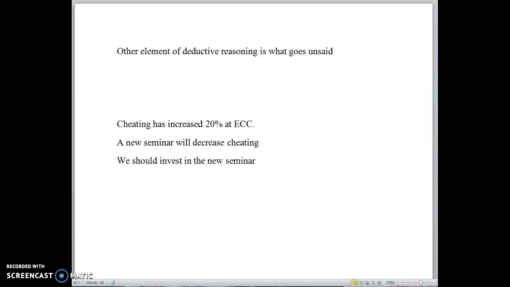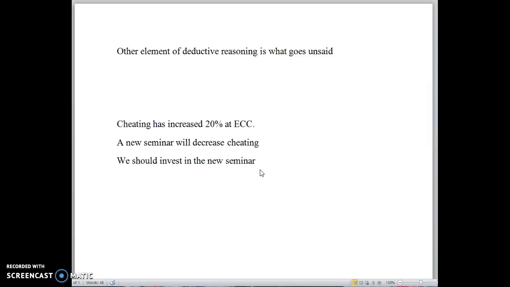Let's say I'm making the argument having to do with a new seminar related to cheating, and I have evidence that cheating has increased 20% at ECC. Okay, let's say I have evidence, statistics to prove that. And I also have evidence that a new seminar that students will go through will decrease cheating. I have evidence that it will decrease cheating.